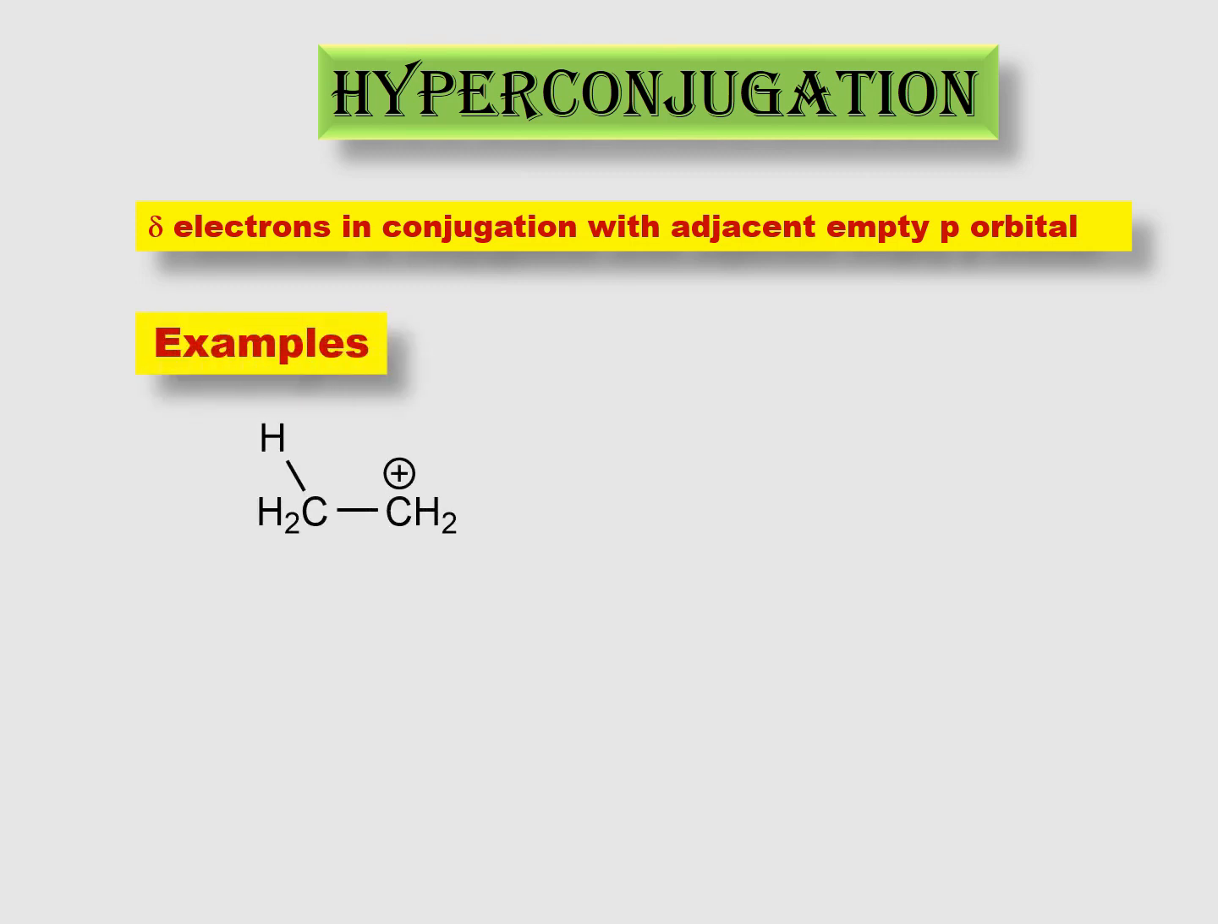So we have this system. A carbocation is present on this carbon atom, which means this carbon has a p orbital that is empty. And here we have an sp3 hybridized carbon with a CH sigma bond. So we will see how these sigma electrons between the carbon and hydrogen could be involved in conjugation with this empty p orbital on the adjacent carbon atom.